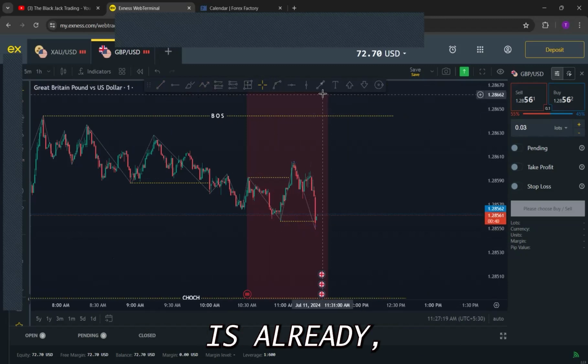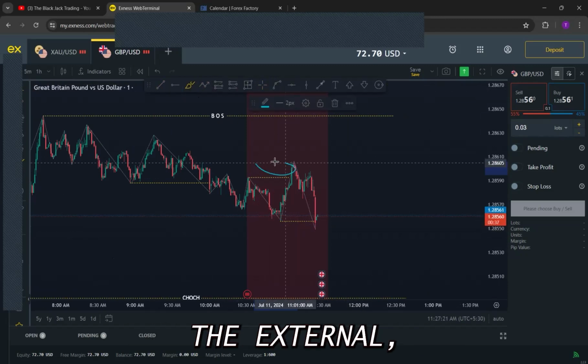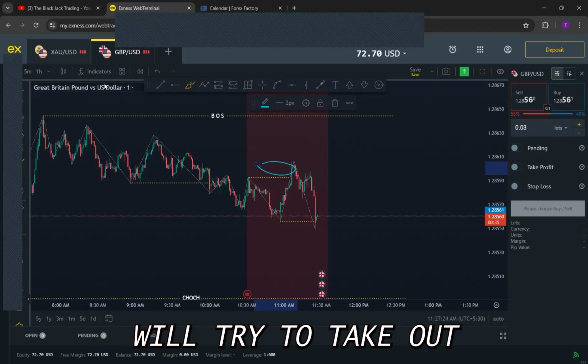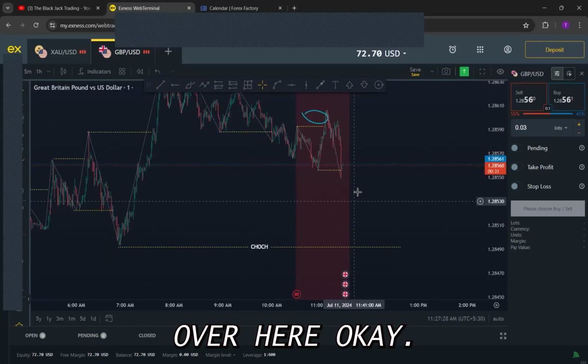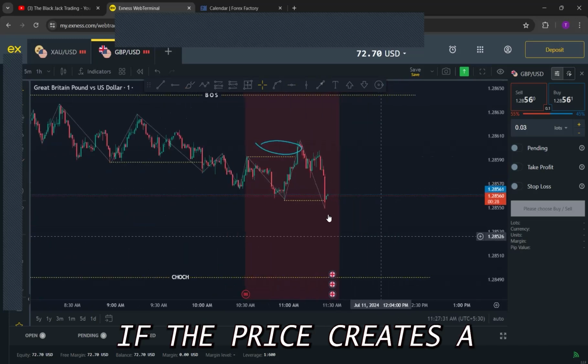That means the price has already taken out the external buy side liquidity, and now the price will try to take out the downside liquidity in the market. That means the price will target the downside liquidity over here. Okay, so let's see if the price creates a buy leg over here.